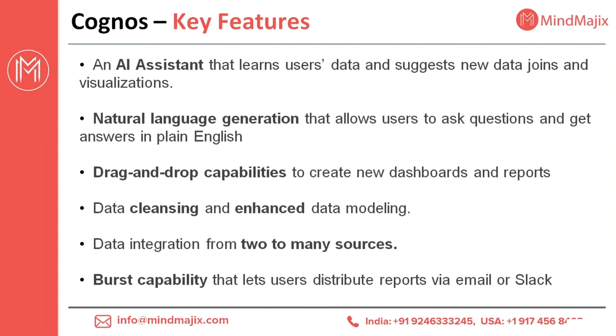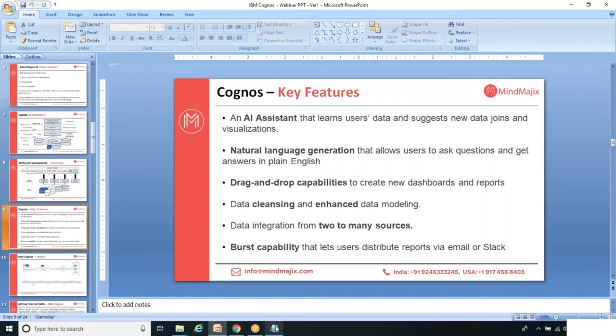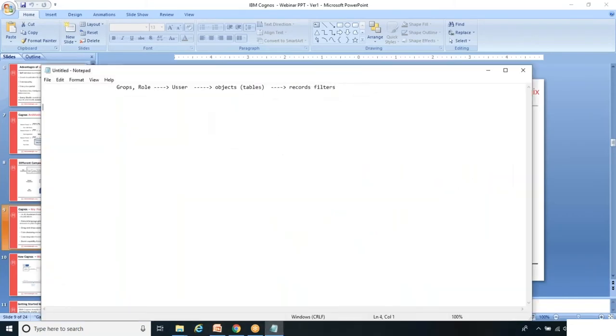to produce reports in Cognos. Okay, and we have burst capability. This is a very advantageous feature, which you can't find in other reporting tools. The bursting option lets you distribute the report output to various departments. Let's say for example, you have various departments within your organization: 10, 20, 30, 40. Like this, we have department numbers.